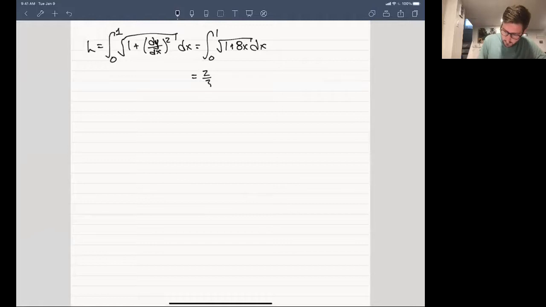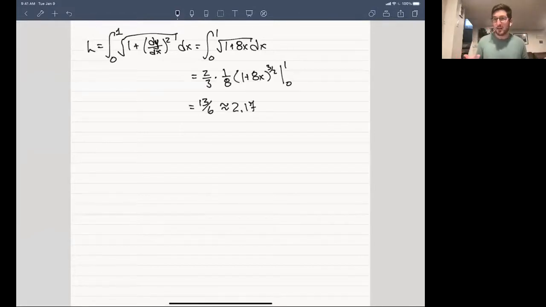So it's 2/3 times 1/8. The 1/8 is coming from the substitution for 1 plus 8x, and then 1 plus 8x to the 3/2. And this is running from 0 to 1. Now, calculate a problem. Nothing exciting, right? So this is going to give me 13/6. And just in case you're curious, this is approximately 2.17. But at this point, the exact numbers don't really matter. It's about how we got there and that we applied the formula correctly.